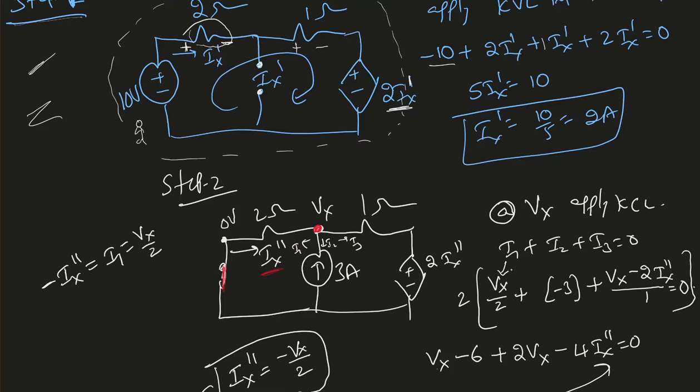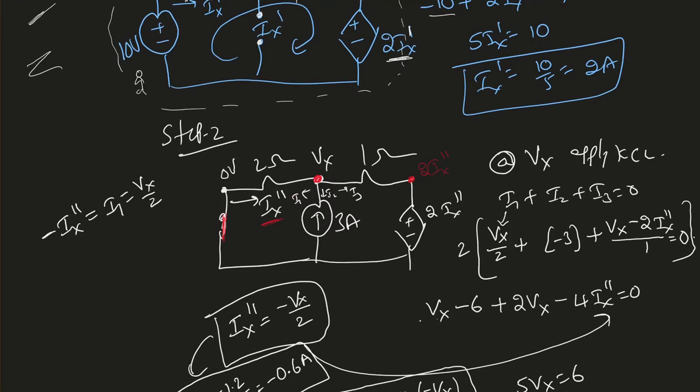I1 is nothing but Vx over 2, I2 is nothing but -3, and I3 is nothing but Vx minus 2ix double prime, because the voltage at this point must be 2ix double prime, divided by the resistance value, and that equals 0. Now I'm going to multiply this with 2. So Vx minus 6 plus 2Vx minus 4ix double prime equal to 0.